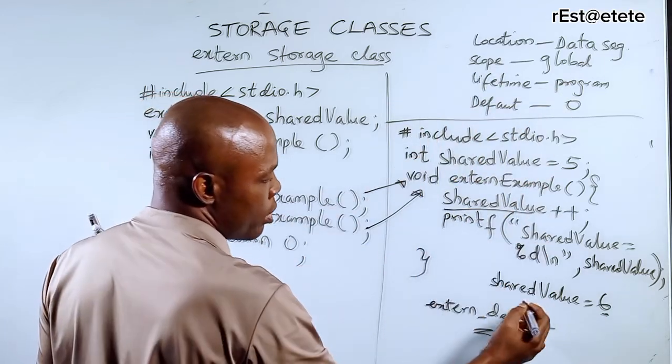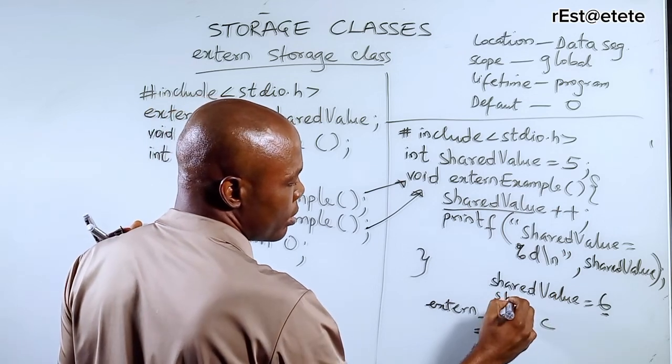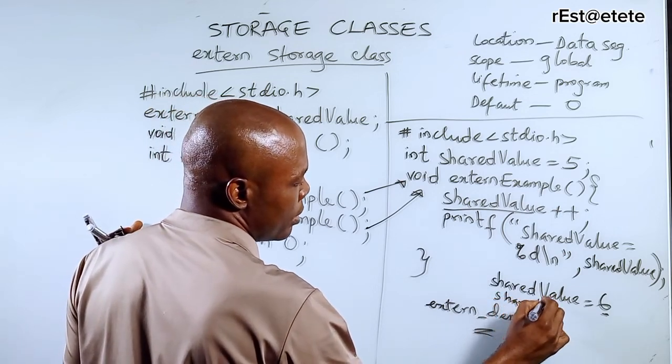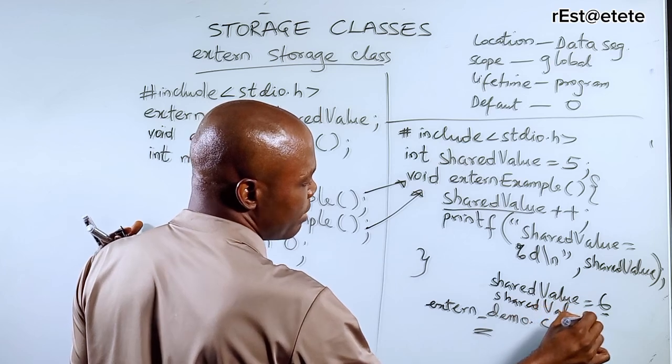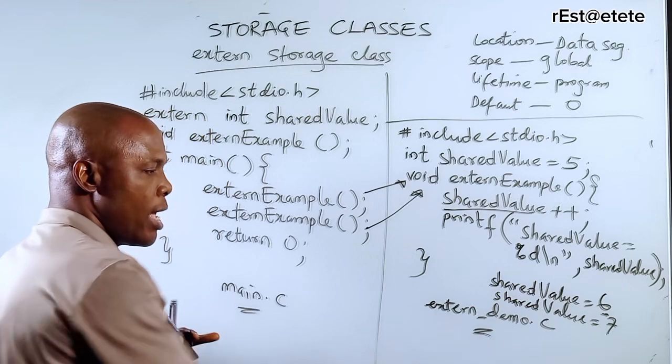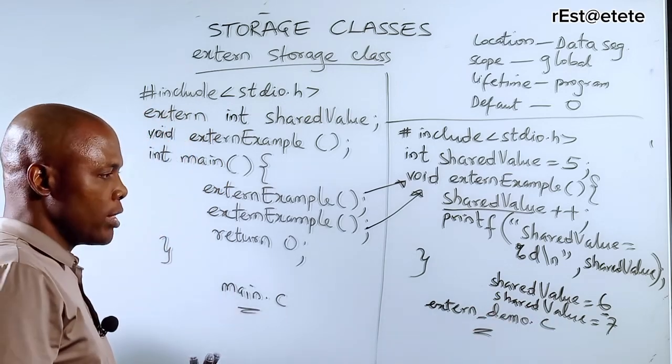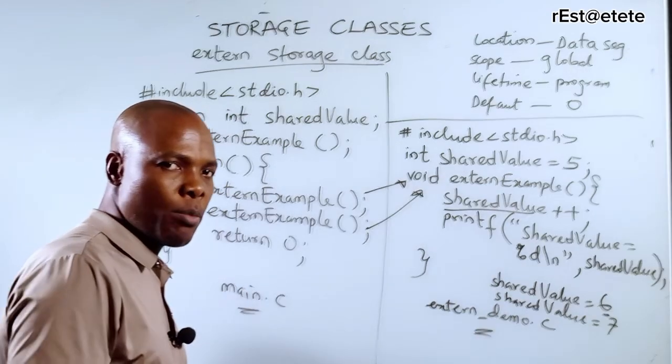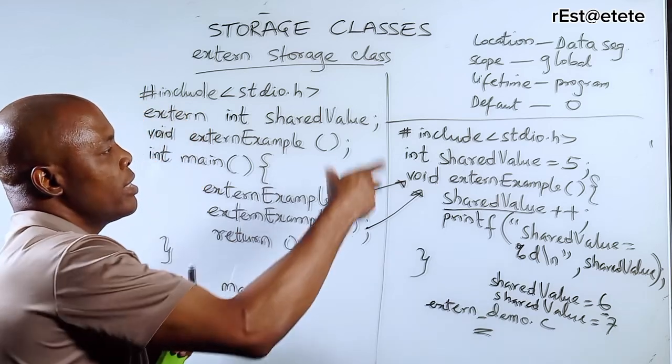It will increment it to what? 7. Then to print it out, shared value equals to what? 7. So it prints shared value equals to 6 and shared value equals to 7, just like the static memory. But this time around, it is global.